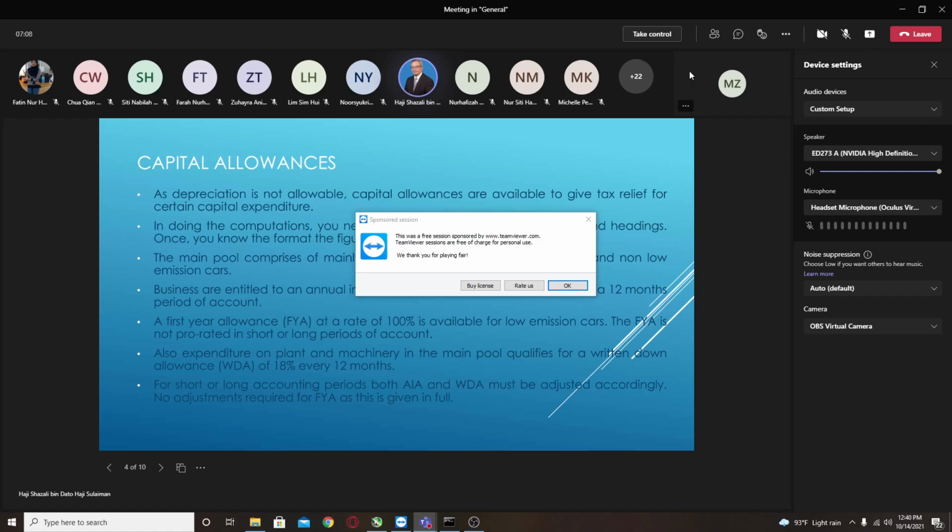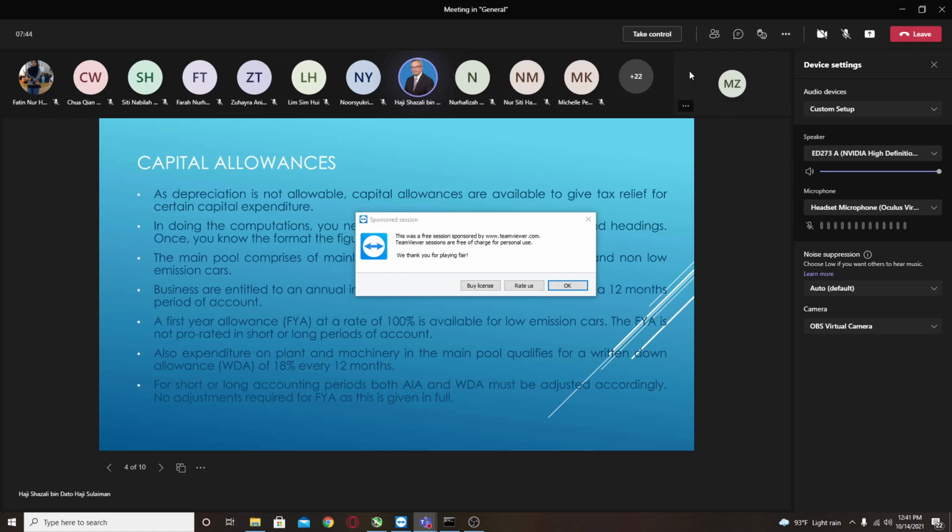Once you are given the information, you just slot in the figures under the relevant heading columns. The main pool comprises mainly expenditure on plant and machinery and low emission cars or motor vehicles. Now, remember that companies are entitled to an annual investment allowance of £200,000 for a 12-month period. The most important thing to remember is that it is for a 12-month period.